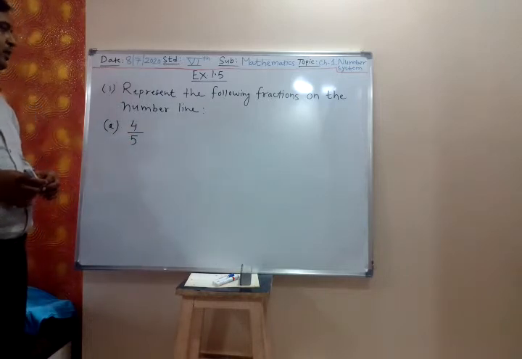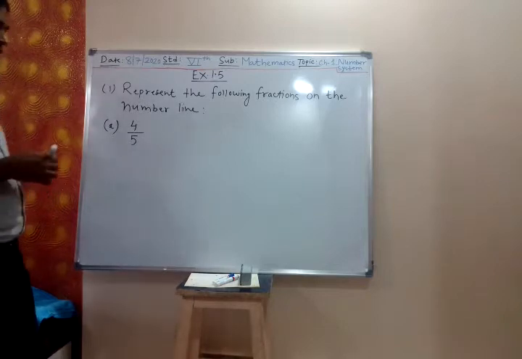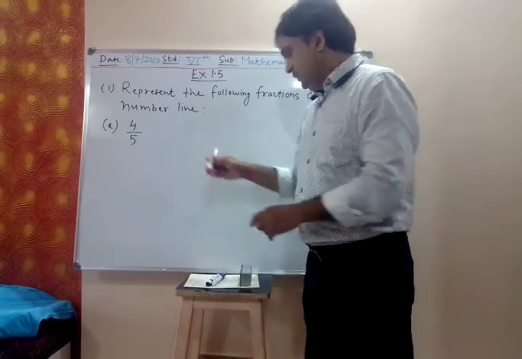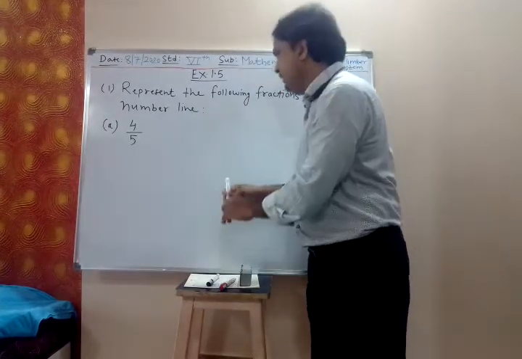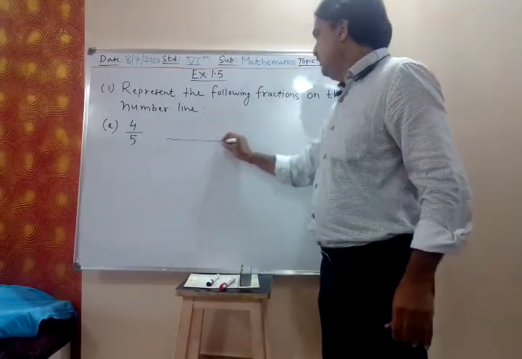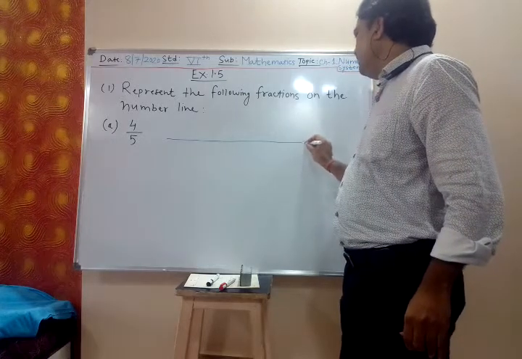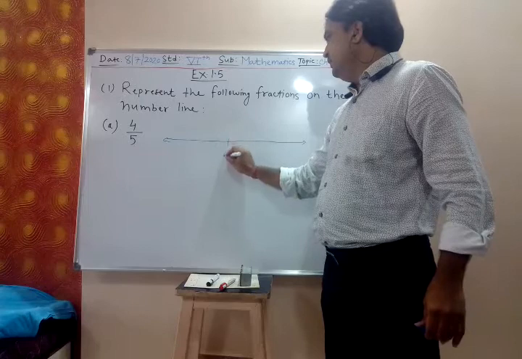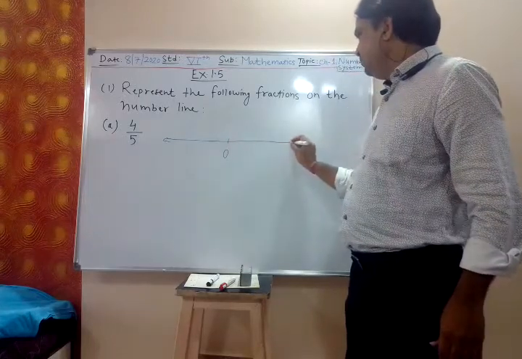So 4 upon 5 on the number line, what we do, we have the number line. Now let us represent 4 upon 5 on the number line. So this is my 0, then I have 1.